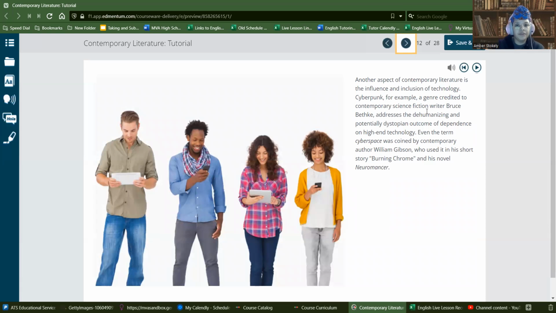So on slide 12, we talk about the inclusion and influence of technology. Inclusion is like taking something into account, or including technology when you consider things. So in terms of reading and writing, this is when you're actually putting technology that you think might exist in the future or that exists now into your stories.